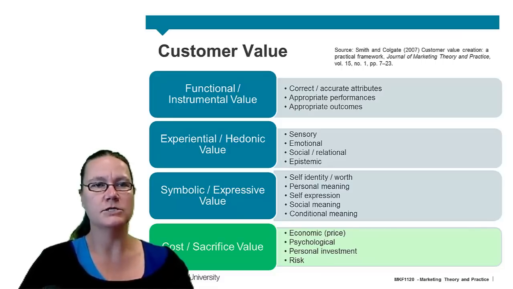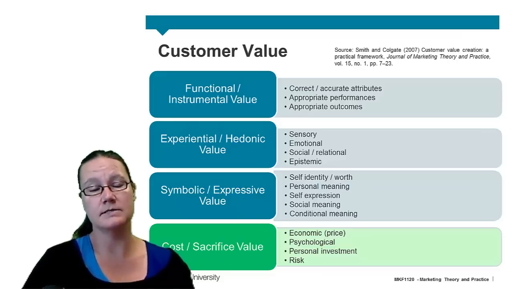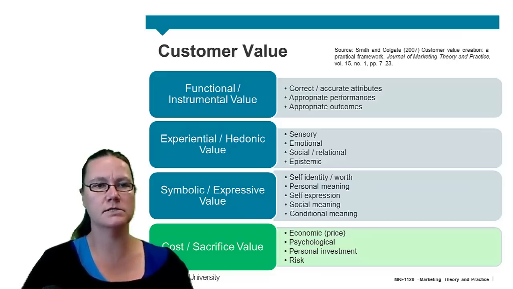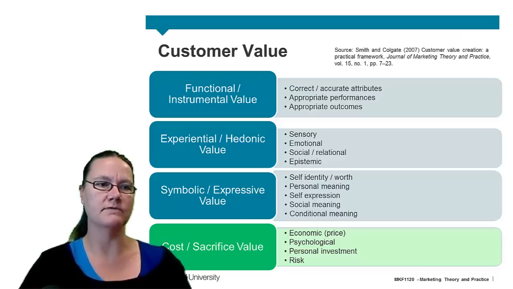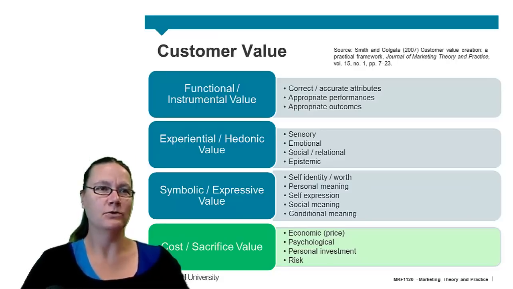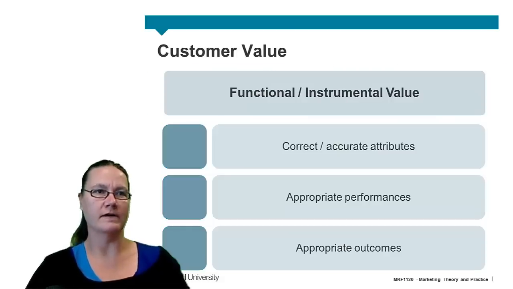Now, in any given situation, we're not going to get all of these benefits, and equally, we're not necessarily going to incur all of these costs. But it's the combination of these and the trade-off that ultimately gives us value. So let's now look at the first of these types of benefits in more detail, and we're going to look at functional or instrumental value.